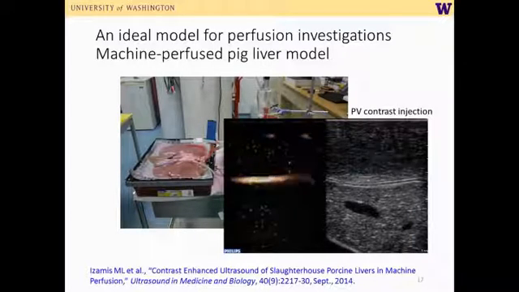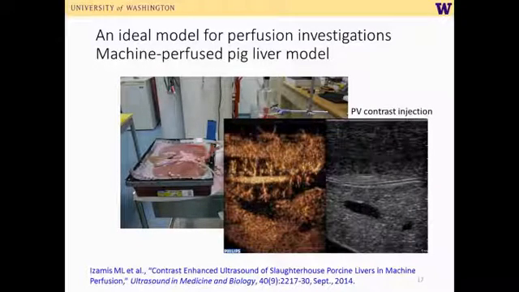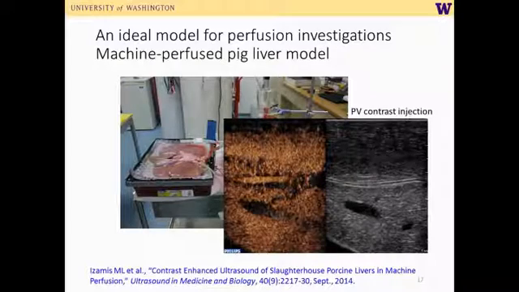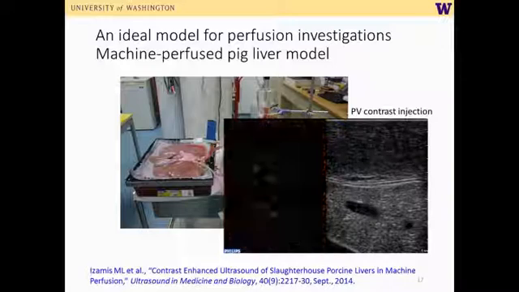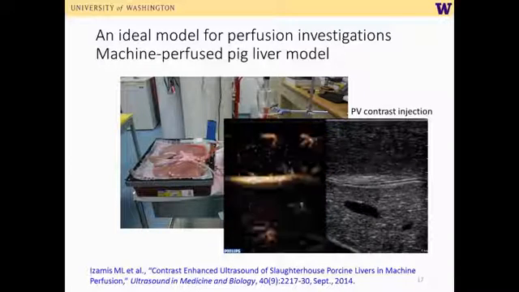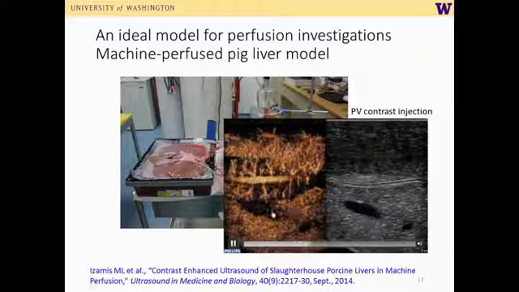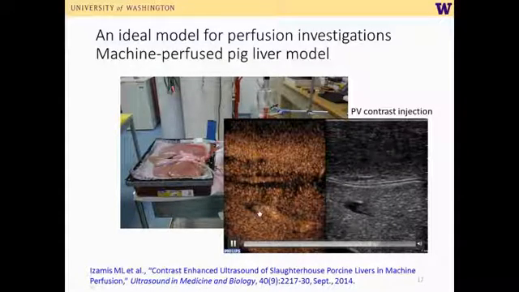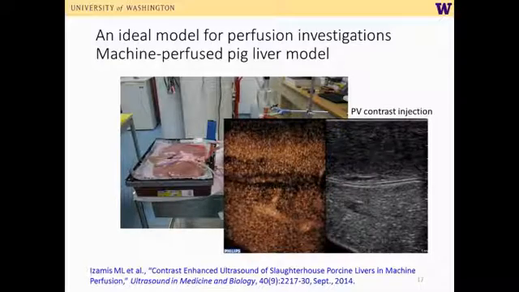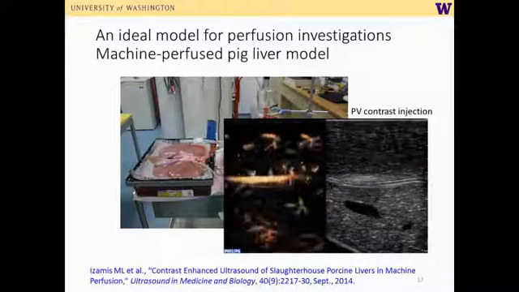So we can do bubble injections, and we can appreciate this very beautiful vascularity of this healthy liver. We can see anywhere from the large vessels to the smaller vessels, and then eventually draining into the hepatic vein, which is an indication that the microbubbles are traversing all the way to the microcirculation and returning.